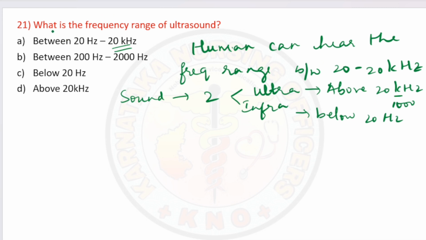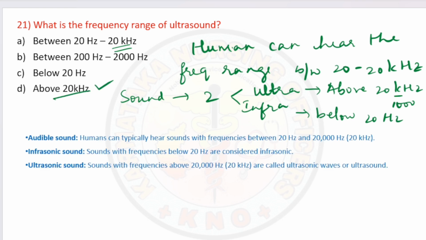And here, what is the question asked? What is the frequency range of ultrasound? It is above 20 kilohertz. So option D is the correct answer. Audible sound: humans can typically hear sounds with frequencies between 20 hertz and 20,000 hertz or 20 kilohertz. Infrasonic sounds are sounds with frequencies below 20 hertz. And ultrasonic sounds with frequencies above 20,000 hertz or 20 kilohertz are called ultrasonic waves or ultrasound.